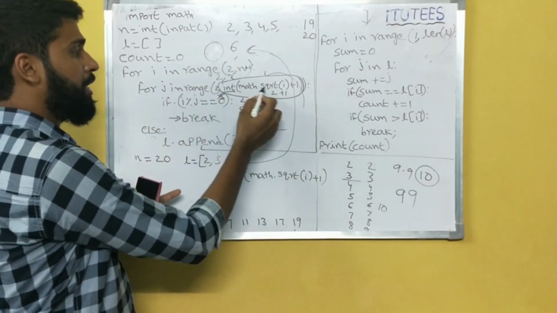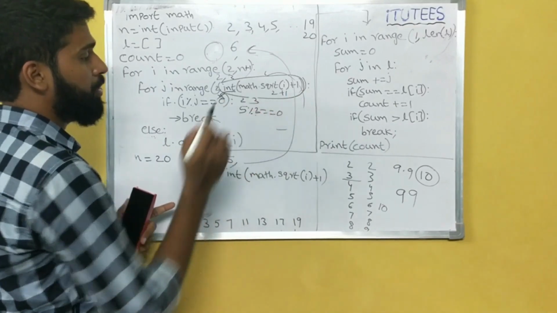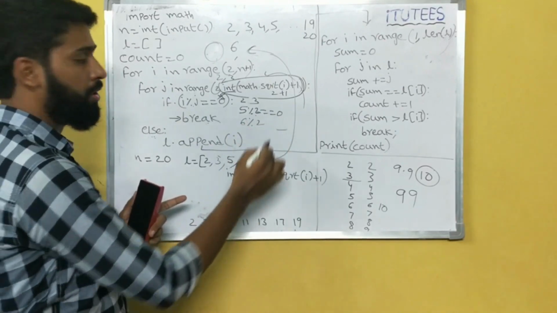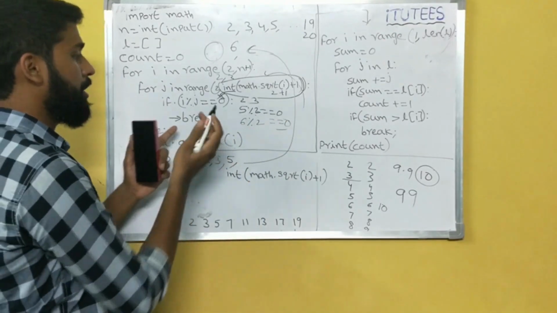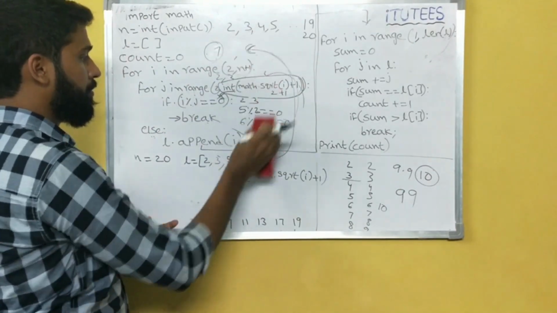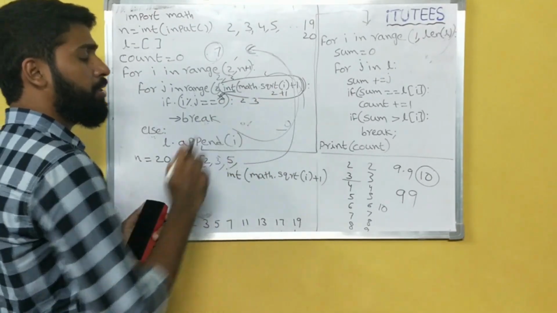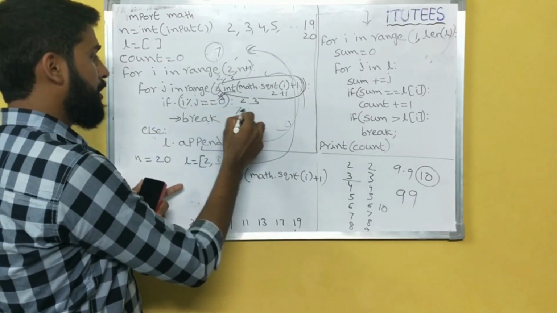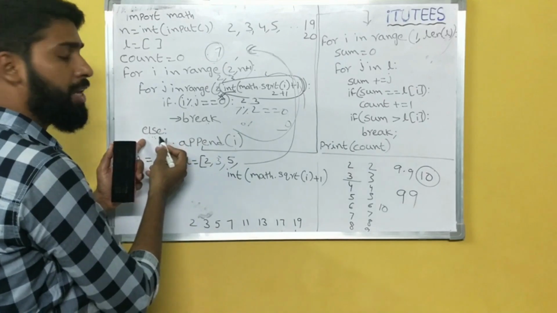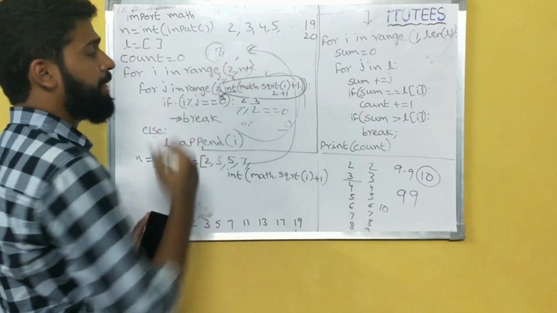So 2 comma int of square root of 6 plus 1, so again it becomes 2 comma 3. What is the i value? 6. 6 percent 2 equals 0, so it is break. Next go to 7 now. Same, square root of 7 gives 3, again 2 comma 3. 7 percent 2 equals 0? False. So we enter into the else block. L.append(7). Next it becomes 8.